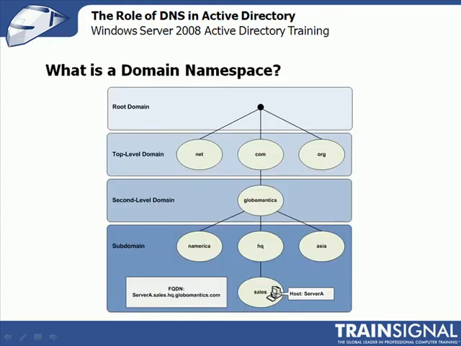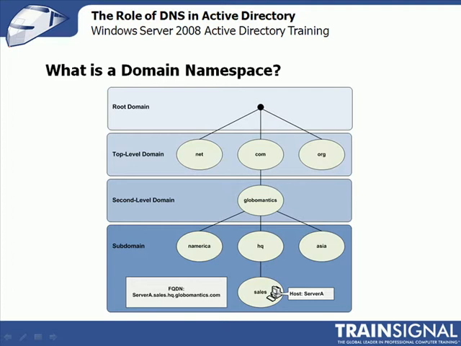So what is this domain namespace? A domain namespace is a hierarchical naming structure. This is something that we actually saw in the last lesson when we were talking about Active Directory trees. For instance, we talked about domains sharing contiguous namespace, and we learned that we had globalmantics.local, and then we had northamerica.globalmantics.local as a child domain sharing contiguous namespace.